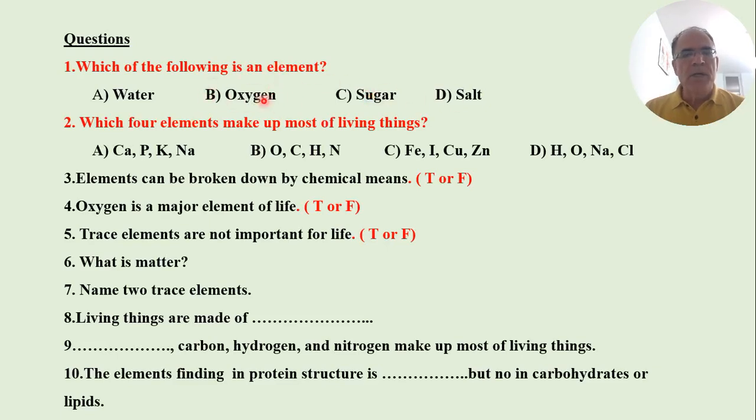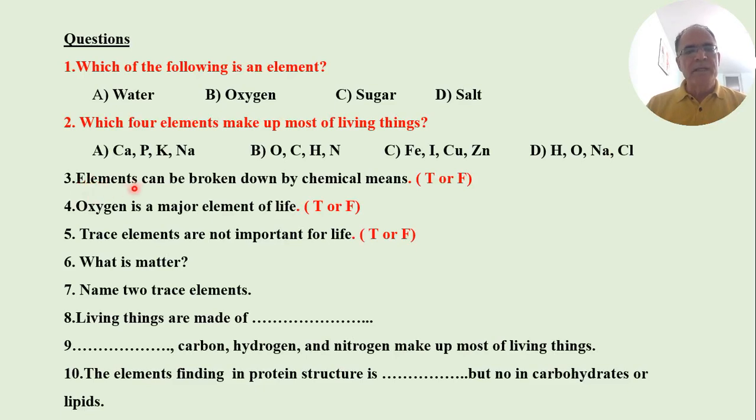The only option will be letter B or option 2, oxygen. It's made from only oxygen. Oxygen will be an element. Which four elements make up most of living things or living organisms? I said that four elements make 96% of our body: carbon, hydrogen, oxygen, and nitrogen. Number two, letter B.